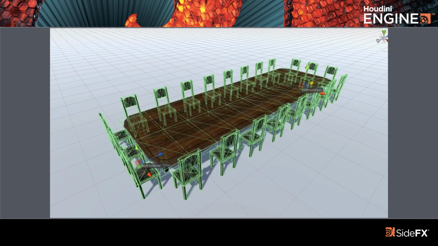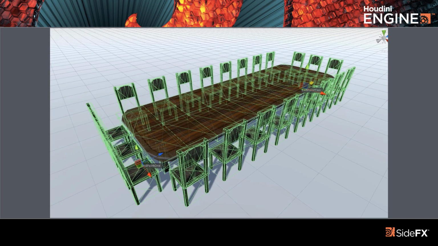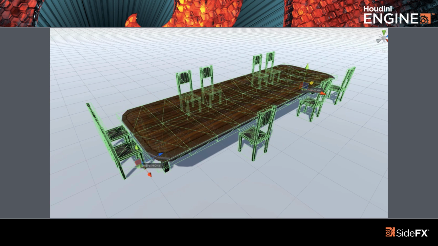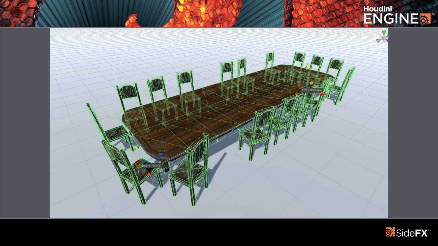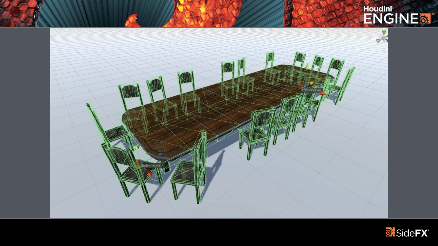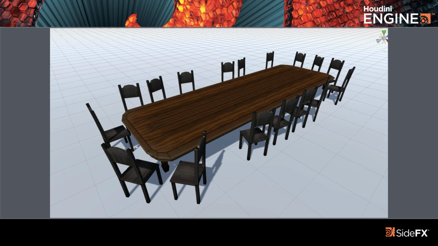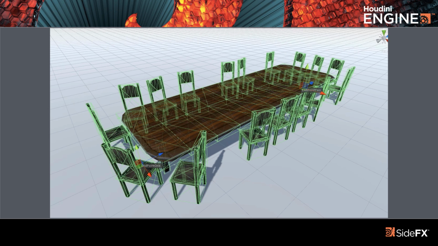Again, here's a table. You make it longer, you get more chairs. You can even have controls for how many chairs you want. You can get rid of some of them. You can change the rotation of them so that it looks a little bit unkept. You can also add props to the top of the table. All of these are parameters that are available for these kinds of assets that allow you to get as much flexibility as possible.